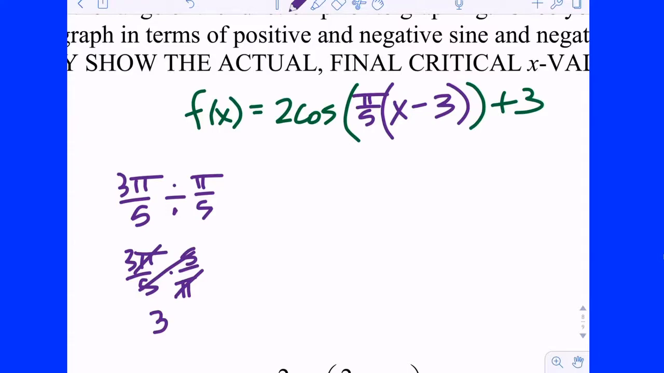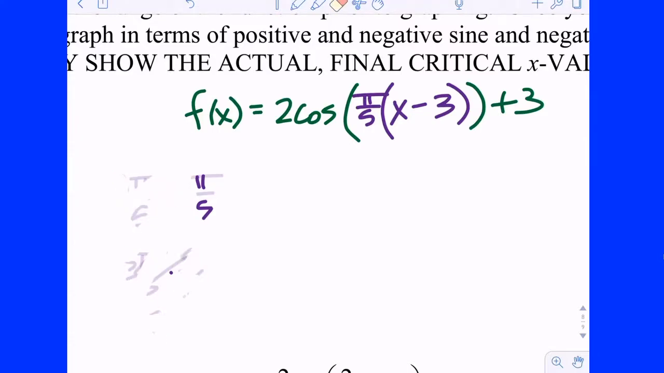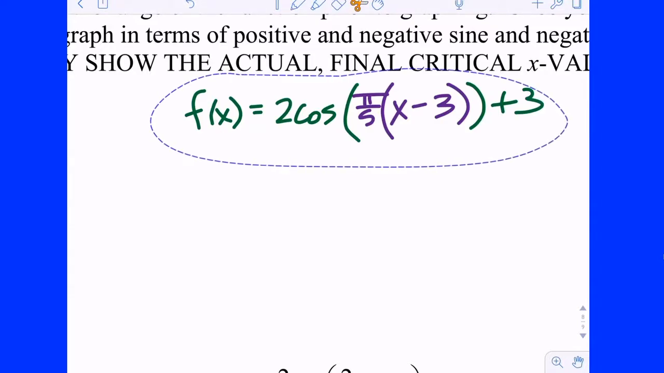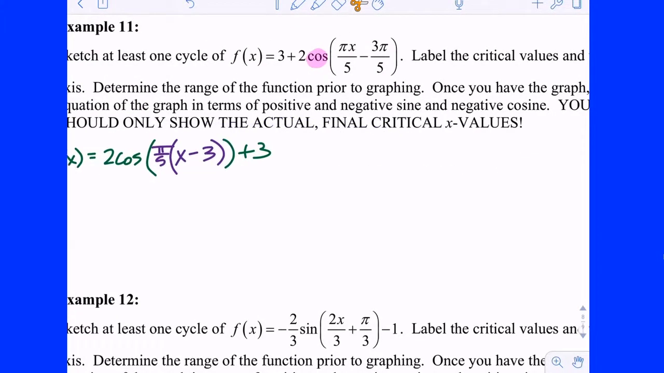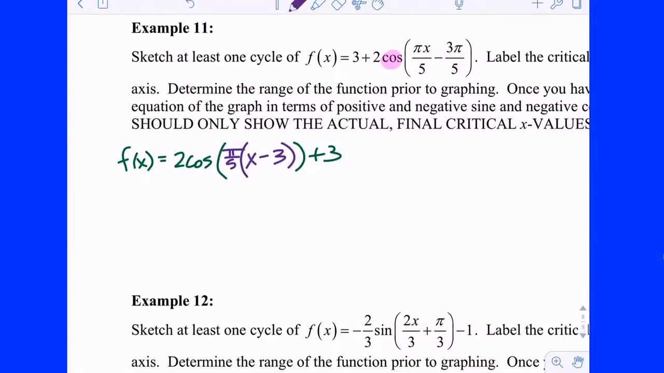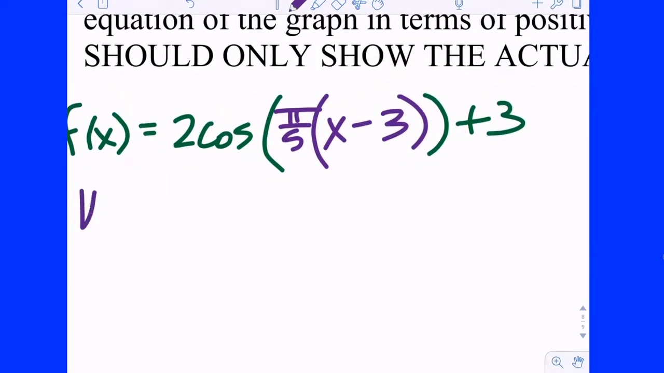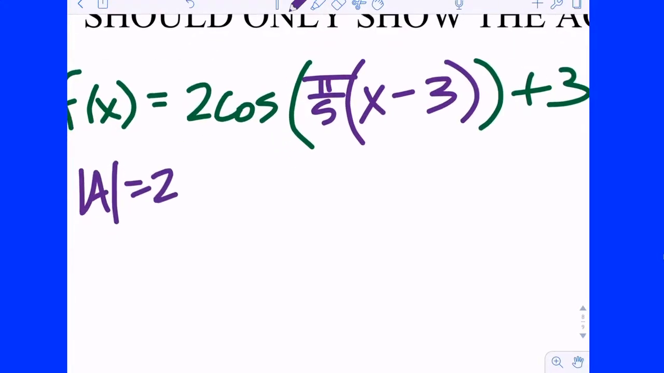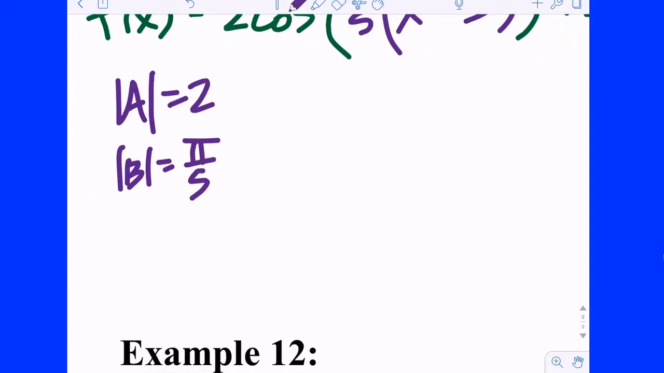3. And it works. Got it. All right. So now that we have that, let's go ahead and list our information. Stage notes over here. What's the absolute value of A? 2. That's the amplitude. Are we flipping it? Nope. What's the absolute value of B? Pi fifths. Okay, so how many cycles are we going to see between 0 and 2 pi? Pi fifths. Great answer. You're catching on.